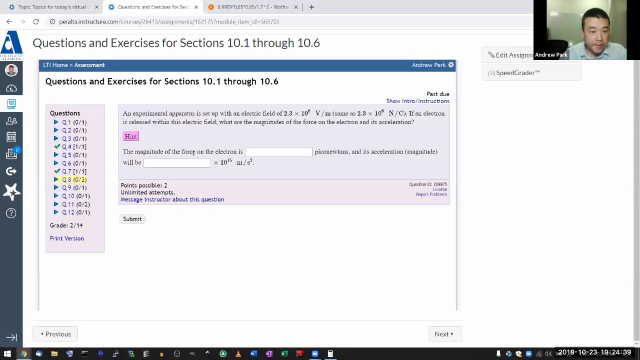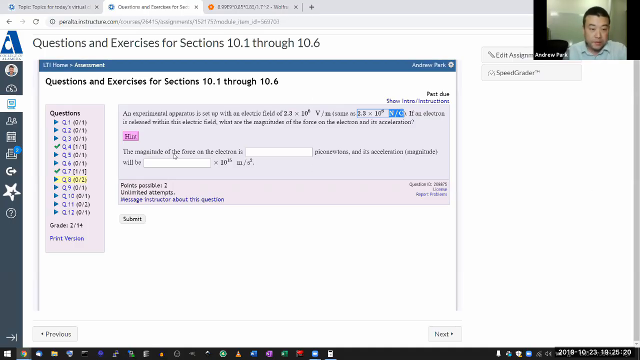Let's see, here's another question that's asking me to do numerical calculation, which is probably going to involve scientific notation. So it says an experimental apparatus set up with electric field. Here, it's giving you the unit in volts per meter, because depending on where you are in the reading, you might not have seen volts per meter, and that could confuse you. That's why I'm saying it's the same as Newton per coulomb. And if you work out the units, volt per meter is the same as Newton per coulomb.